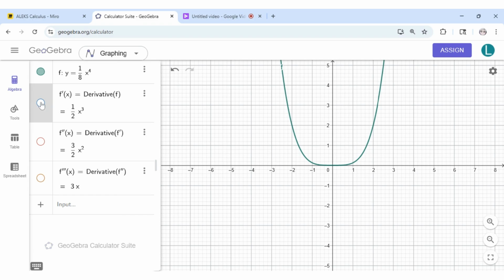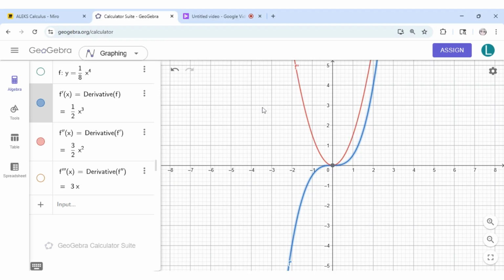When I take the derivative of that, I get this blue one. And that should look like a cubic function to you. And in fact, the derivative of 1/8 x to the fourth is 1/2 x to the third. And the derivative of 1/2 x to the third is this red line, which should look like a parabola or a quadratic. So we've got 3/2 x squared. And if I take the derivative of this parabola, I get a line, 3x.